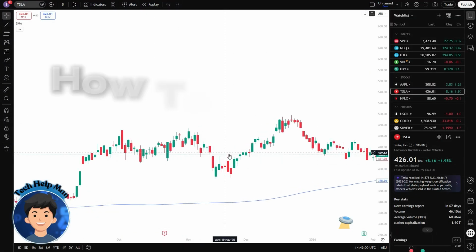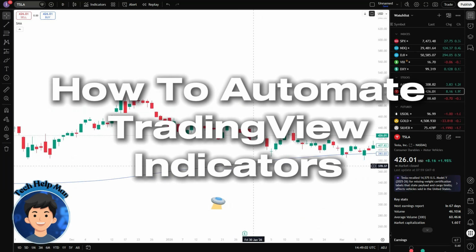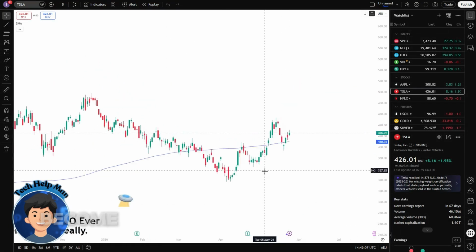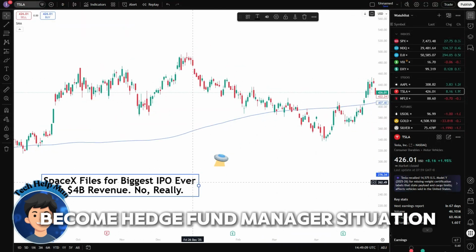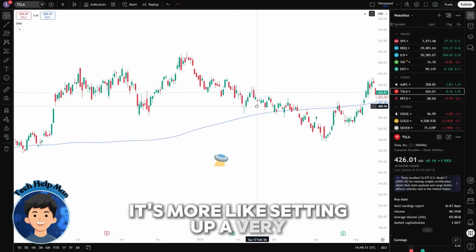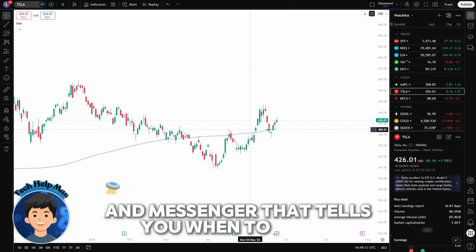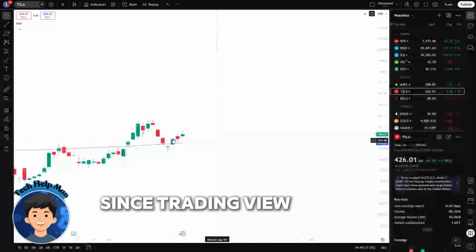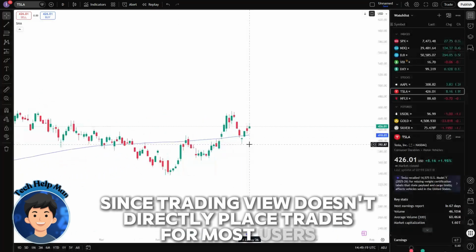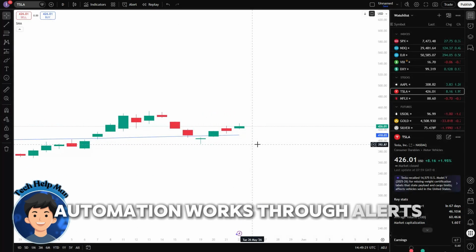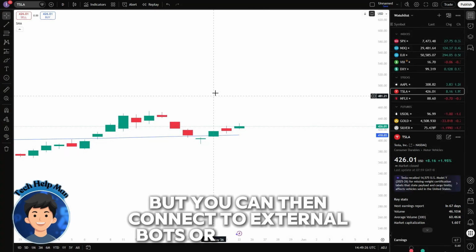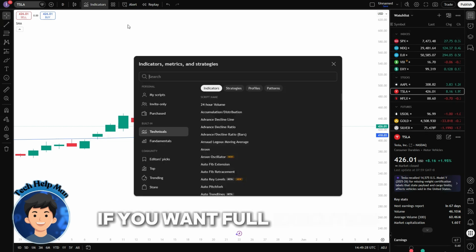Today, let me show you how to automate TradingView indicators. Automating indicators in TradingView isn't exactly press button, become hedge fund manager situation. It's more like setting up a very obedient messenger that tells you when to trade while you still handle the actual execution. Since TradingView doesn't directly place trades for most users, automation works through alerts triggered by indicators, but you can then connect to external bots or broker APIs if you want full execution.